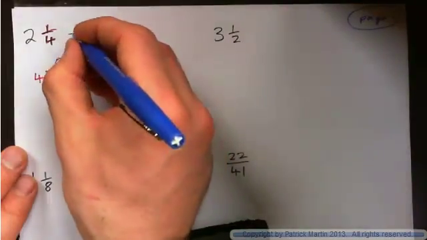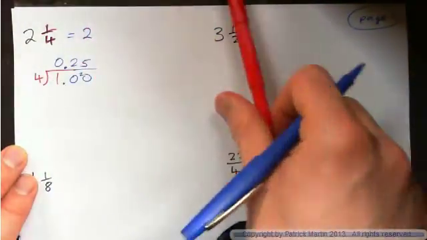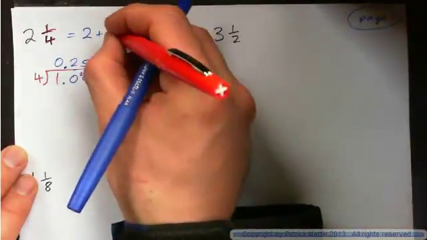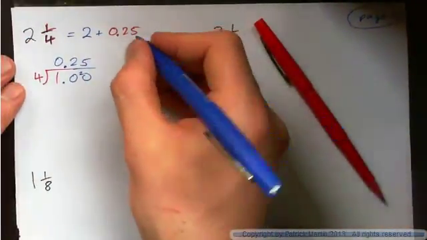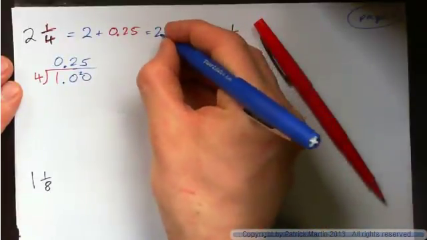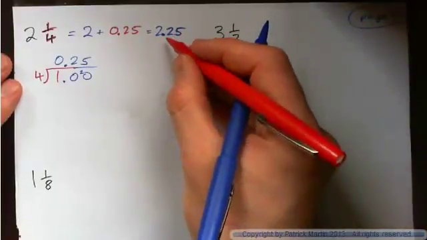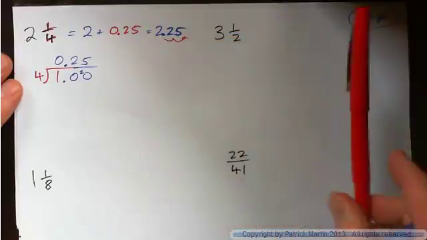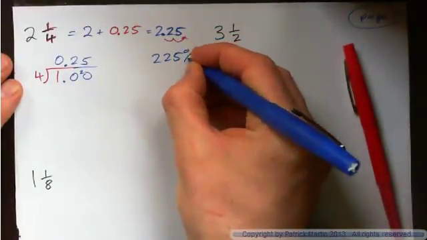So, of course, 2 1/4 is 2 plus 0.25, because the 1/4 is 0.25. So 2 1/4, of course, is just 2.25. Okay, so I have 2.25. If I turn that into a percentage, I must move the decimal point 2 spaces to the right. See? So that's 225%, right?